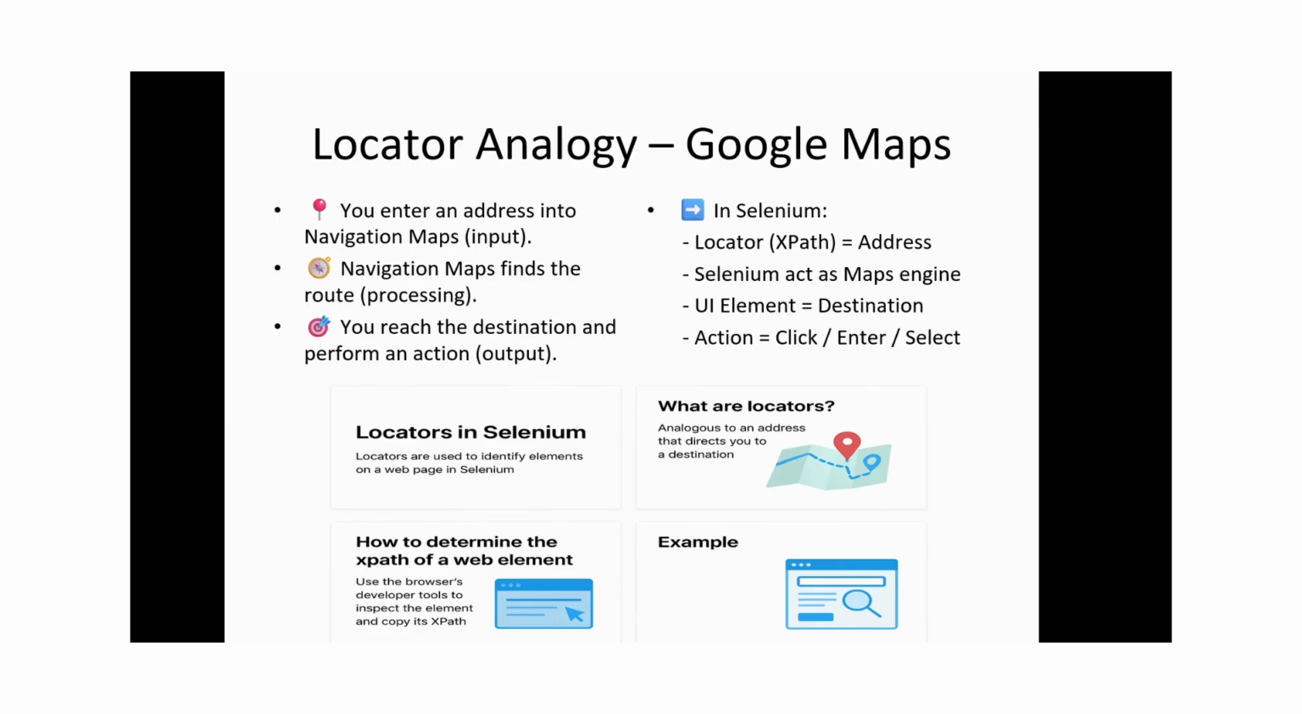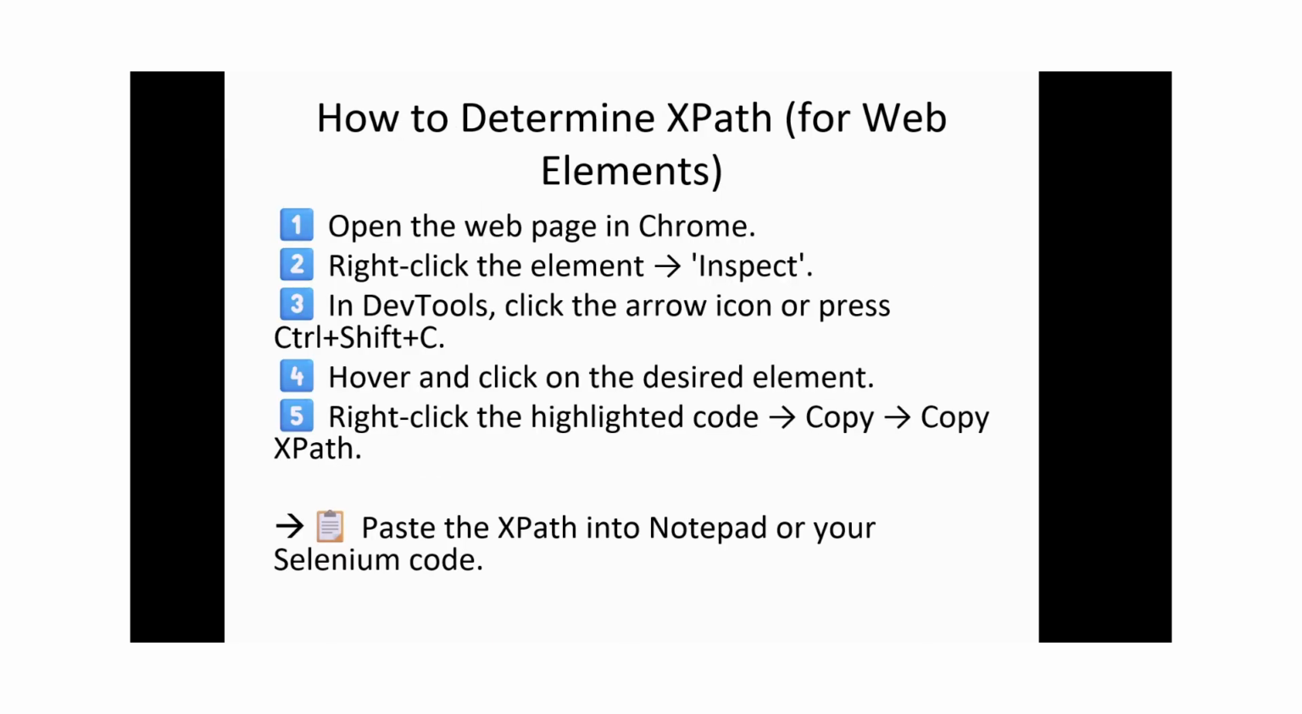Now similarly in Selenium, the address is the locator or XPath, and then Selenium acts as a maps engine which takes the input of the locator or XPath as an address and gives the hold of that UI element, which in this case we call the UI element as a destination, right? And then on that destination, which is the UI element, we can do some actions like we can click on it programmatically, we can enter data on it, or we can select something from it. I hope that example is clear. Now in the next section, we'll see how to determine XPath of a web element.